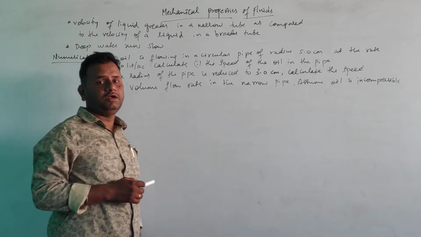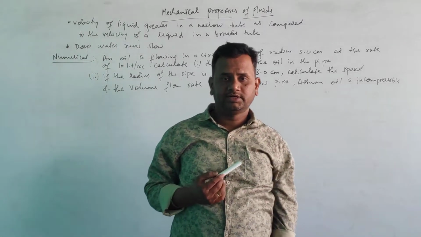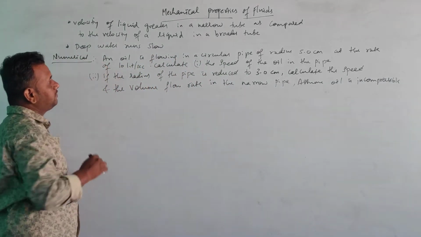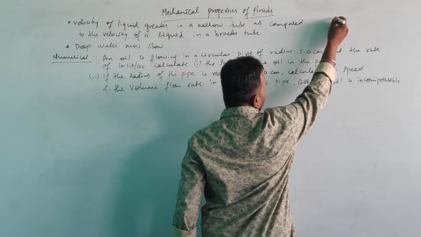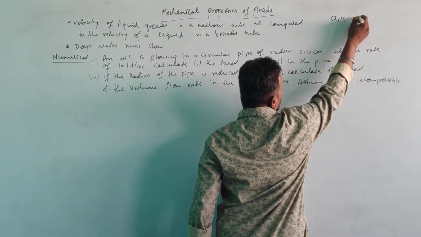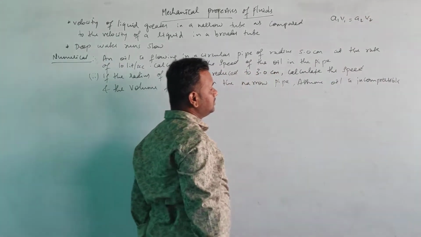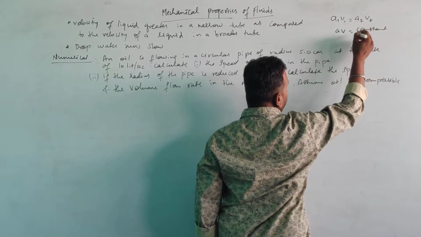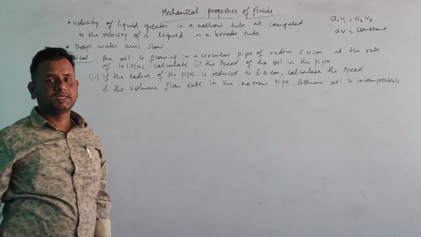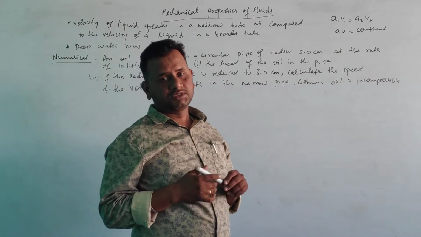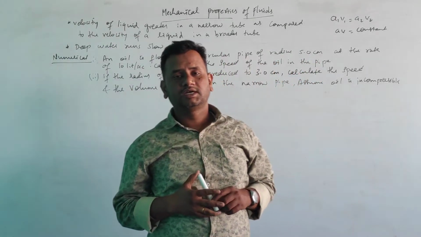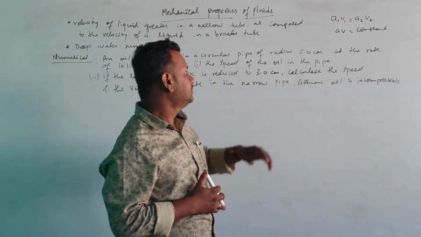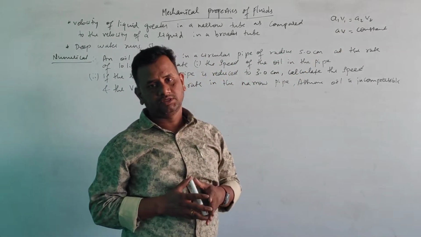As we have discussed in yesterday's class, the characteristics of streamline flow, and we have also derived the equation of continuity. From that equation of continuity, we have A1V1 is equal to A2V2. That means here AV is constant. Here A is the area of cross section, V is the velocity. AV indicates the rate of flow of liquid through a pipe or tube.